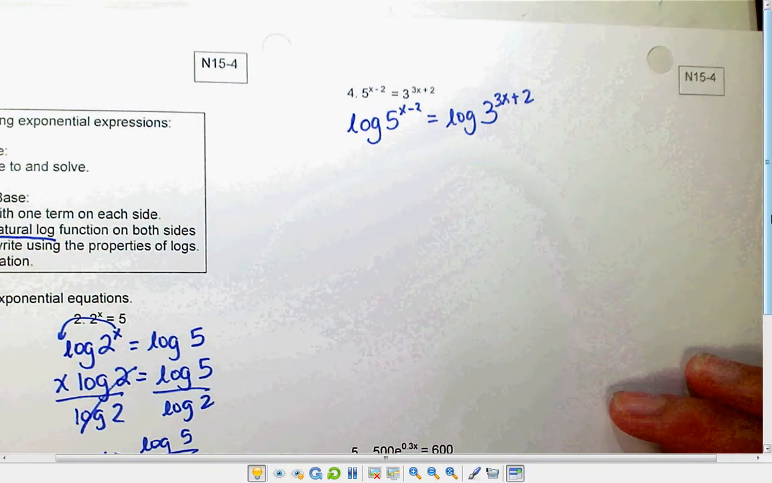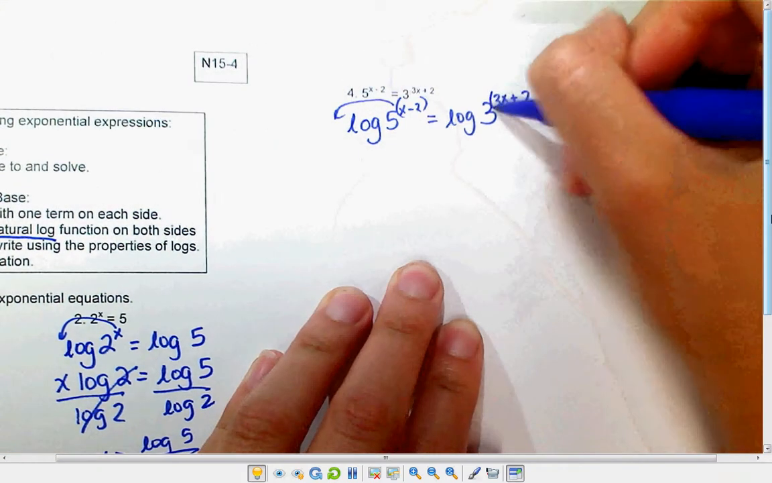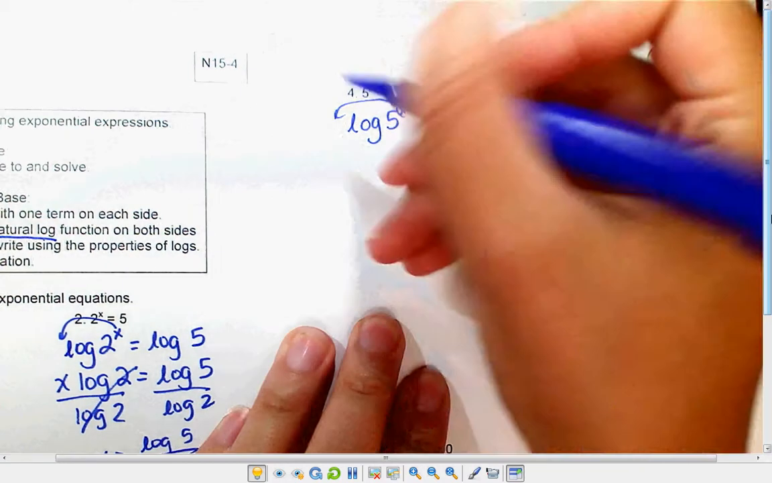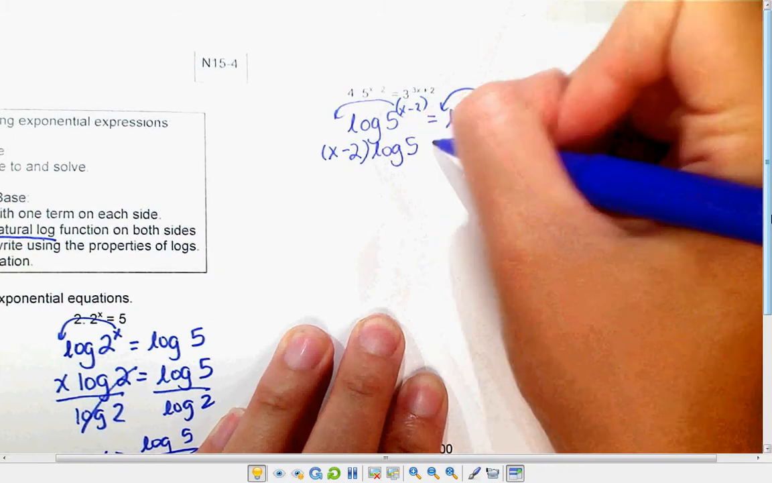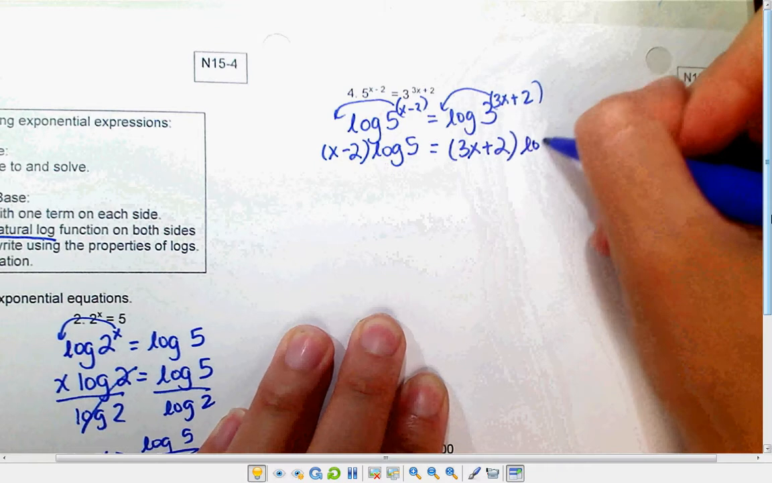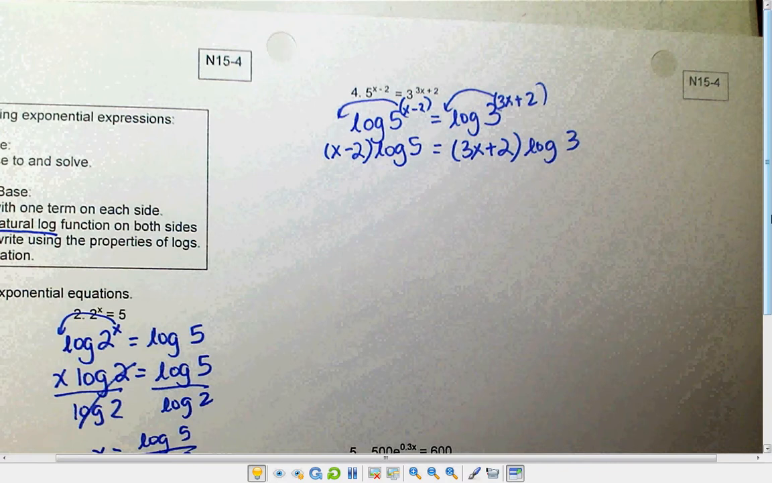Just like before, we're going to take our exponents and move them to the front. But this time our exponents are a lot more complicated. Our exponent is this x minus 2. So this is (x minus 2) times log of 5. Over here I have (3x plus 2) times log of 3. So I'm bringing both my exponents out in front.